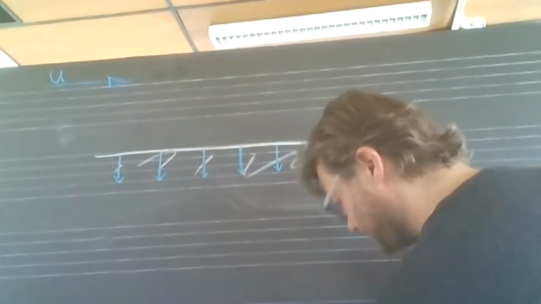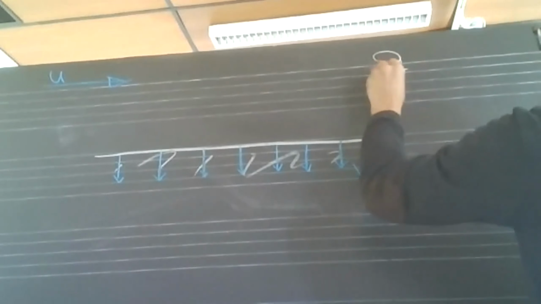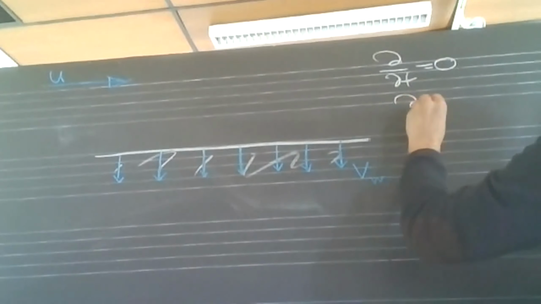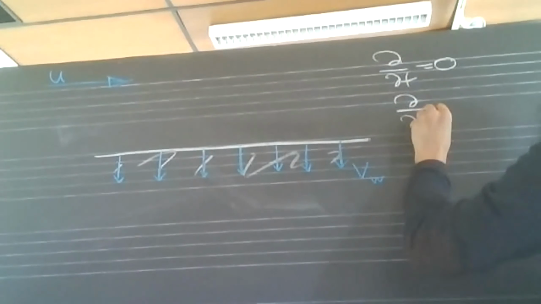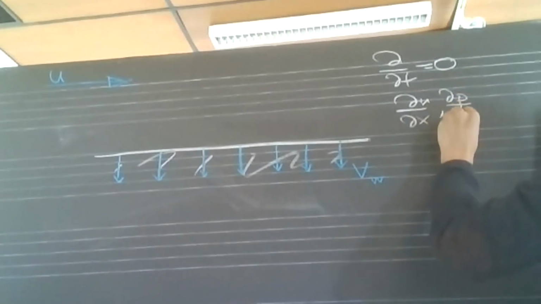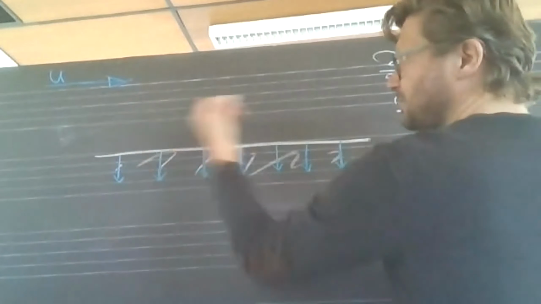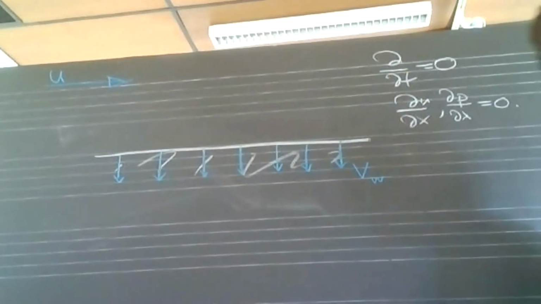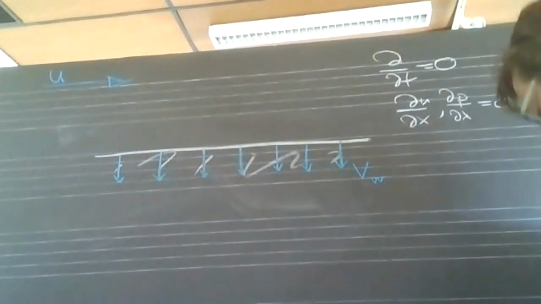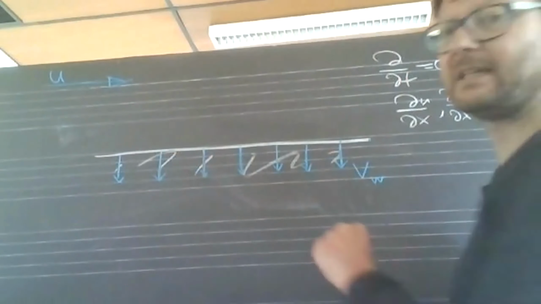In addition, we assume that we have a steady situation, and we assume that we have a situation where du dx and dp dx are 0. So it's a bit of a translational invariant. We just say nothing is changing in the x direction.